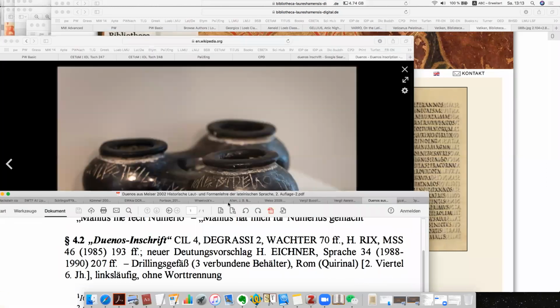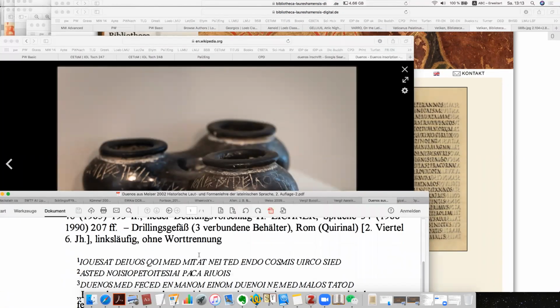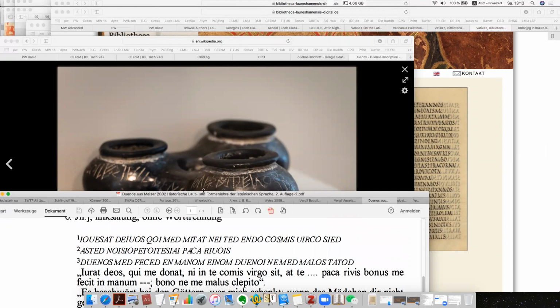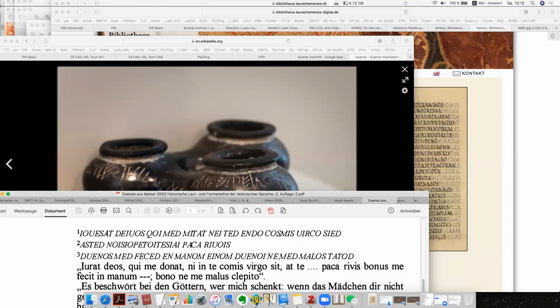So this is the beginning. You can find it here. I hope you can recognize, right? So this is Iovei, sat. So here, Iove, sat. But how do you say that? The direction is upside down.